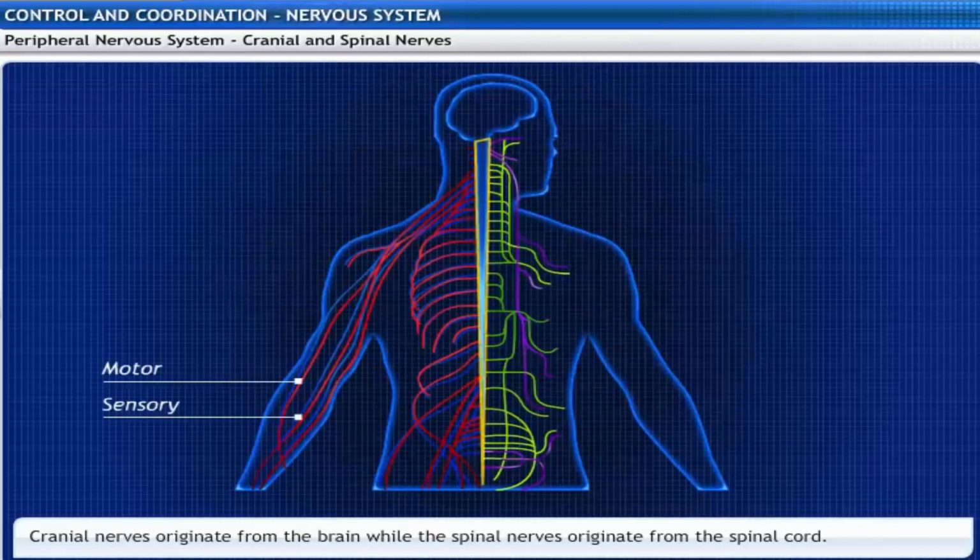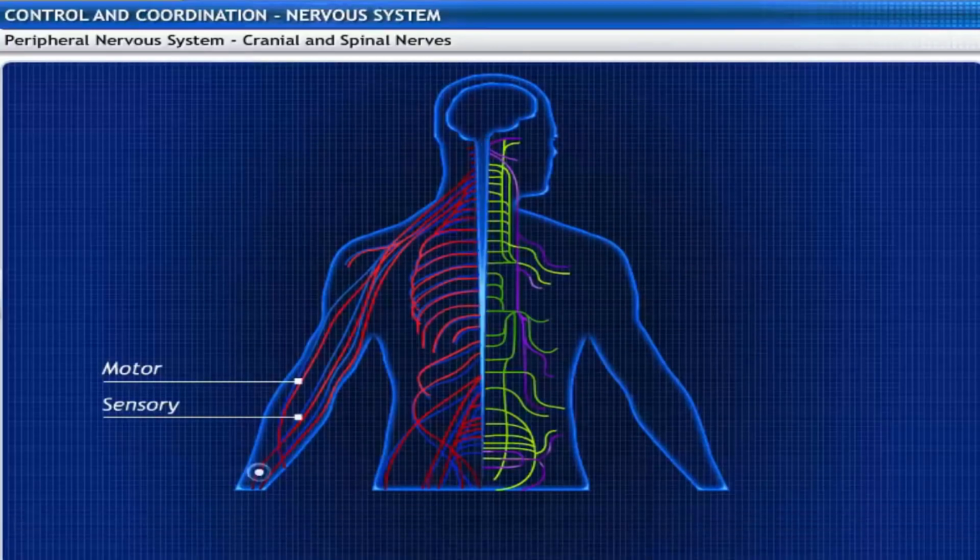Spinal nerves originate from the spinal cord, and all spinal nerves carry impulses to and from the central nervous system. Spinal nerves are mixed nerves. The peripheral nervous system receives as well as transmits impulses. The former is carried out by sensory nerves and the latter is carried out by motor nerves.